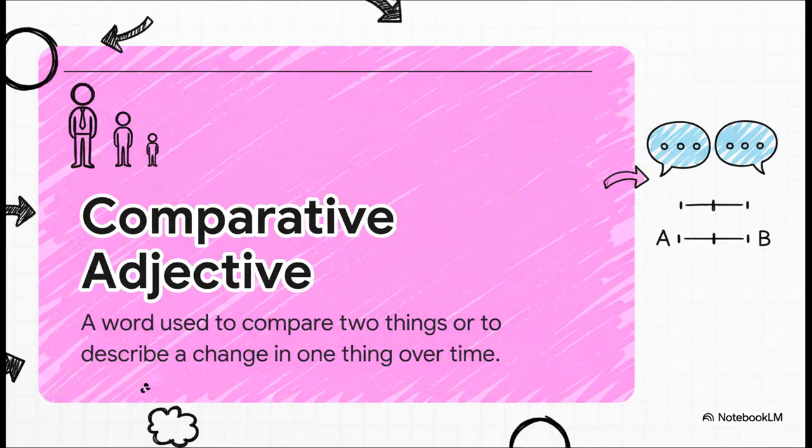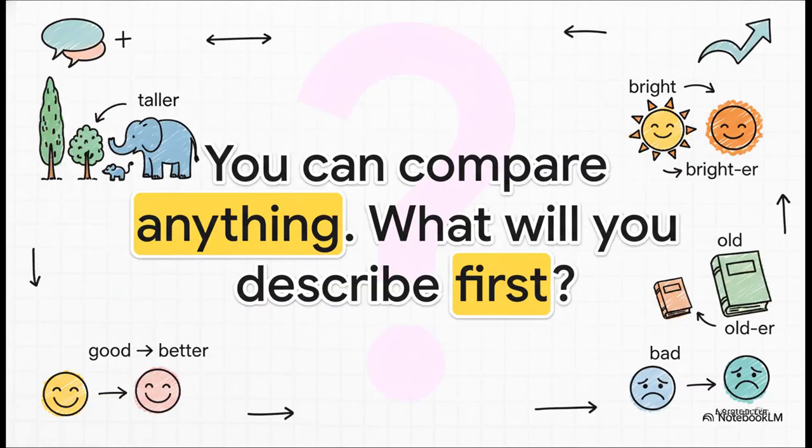So, at the end of the day, what is a comparative adjective? It's just a word we use to show how two things relate to each other, or to talk about how one thing is changing. It's the language of difference, of change, of similarity. It's how we make sense of the world. And with these tools in your pocket, you can now talk about your opinions, describe what you see, and just explain the world around you with so much more detail. So really, there's only one question left. Now that you can compare anything, what's the first thing you're going to describe?